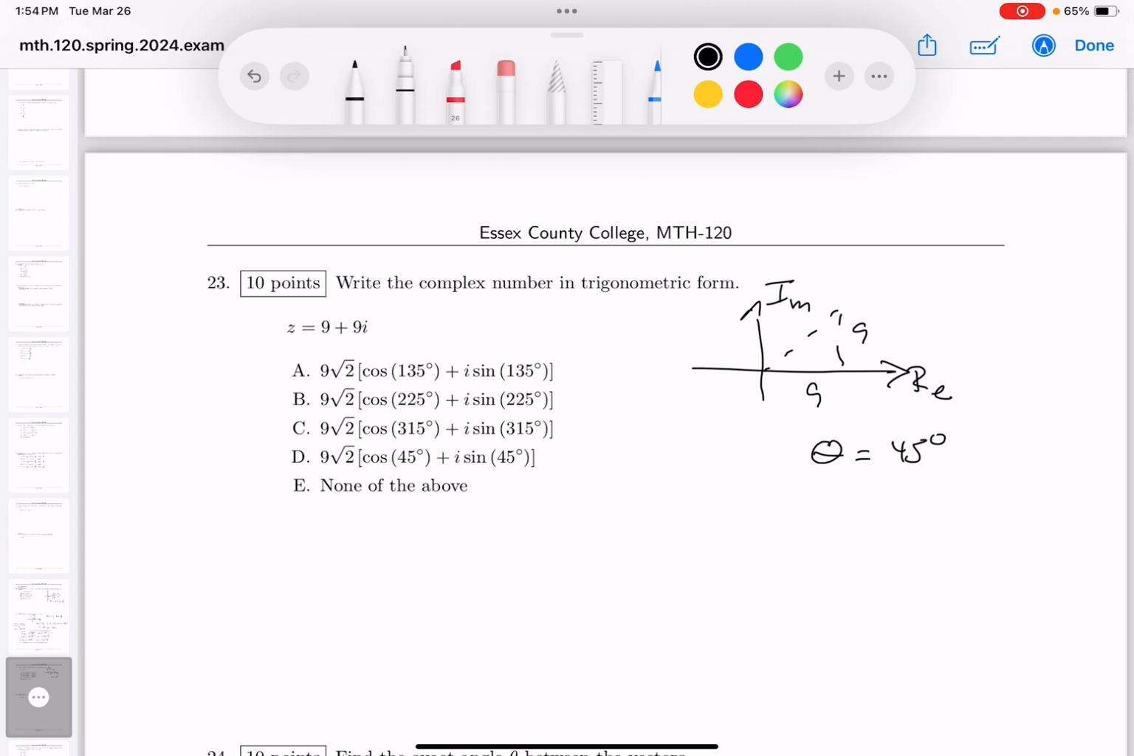Again, we're trying to use easy numbers. What's the r going to be? Well, I have to square the 9, which is 81. Square the 9, 81. So it's 2 times 81, but I'm taking the root of that. And what's it going to give me? 9 root 2. All right?